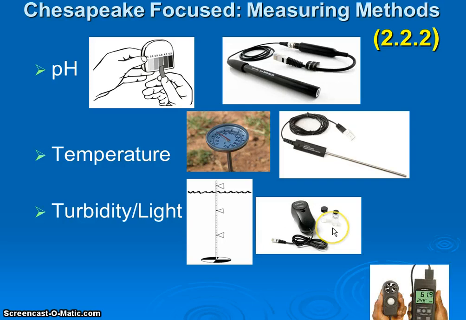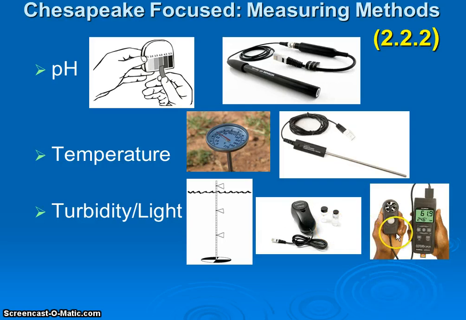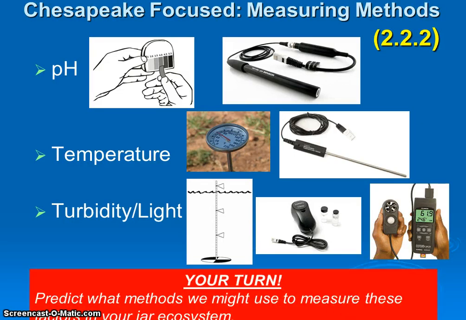It's pretty cool. We could also use, for a more terrestrial system, this little circle here, which is a way of getting light sensor data directly to a handheld probe meter. This little fan device is also a cute little way to get a wind reading. So what I want you to now do is think about how you might be able to use these different methods for your jar ecosystem.